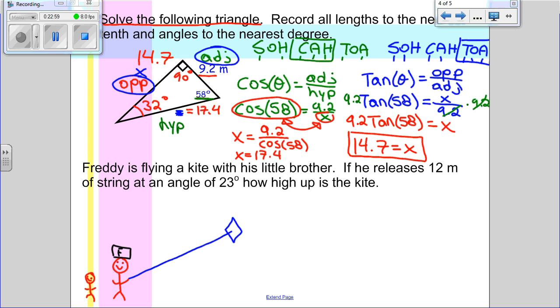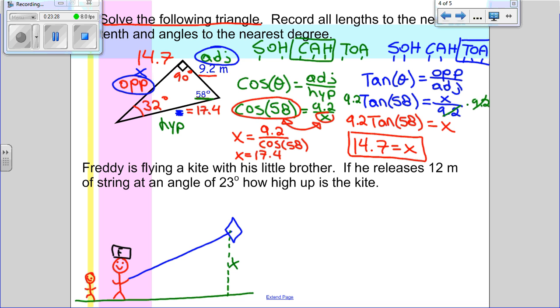So, when we do this thing, we are going to realize that to figure out how high the kite is, we need to label our things. We're trying to figure out this distance right here. Any distance I'm trying to find, I call it x. Because that would be the height. From the kite all the way to the ground is the height.